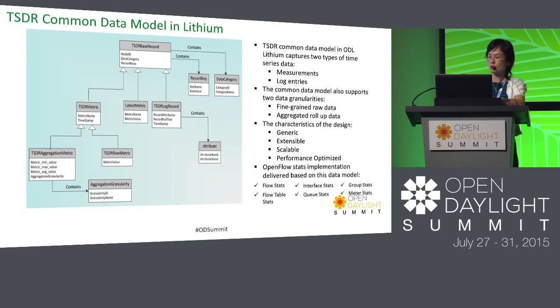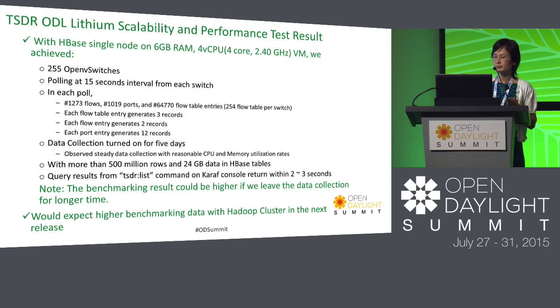I won't go into details, but what I would like to mention is that we support two types of time series data in this first version of the common data model: measurements and log entries. We also accommodated both fine-grained raw data as well as aggregated and rolled-up data. We believe this design is generic, extensible, scalable, and performance optimized. We also used this common data model to implement our OpenFlow stats, as described there.